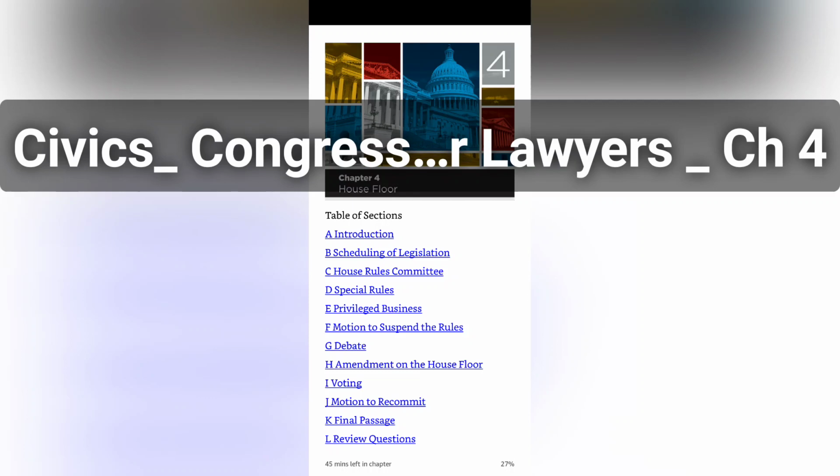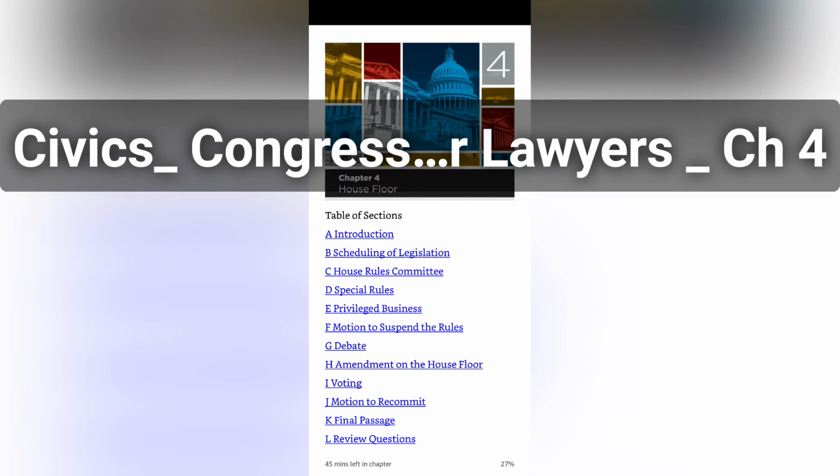Section H. Amendment on the House floor. In the Committee of the Whole, as on the floor of the House itself, amendments must be germane. That is, an amendment must be relevant to the bill or amendment to which it is offered, and it must fall within the legislative jurisdiction of the committee that reported it. The House germaneness rule is complicated, and many precedents have arisen from its interpretation and application on the House floor.